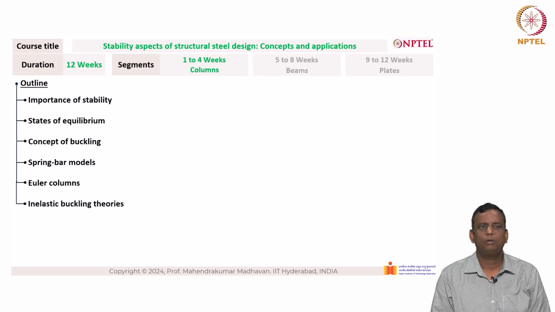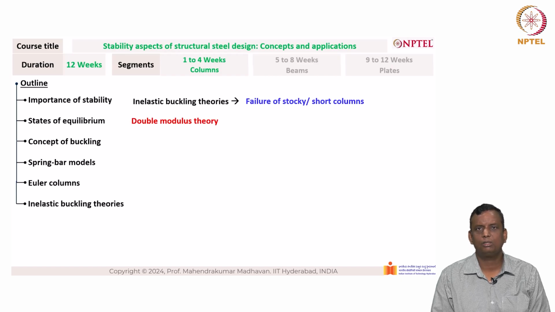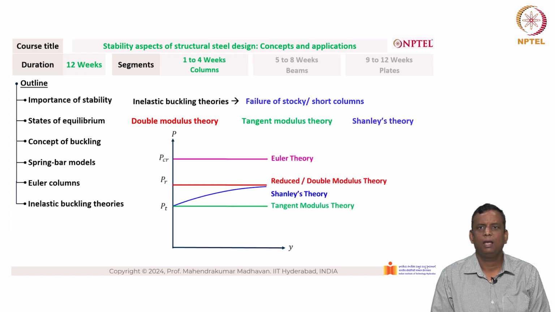From here we will talk about inelastic buckling theories. Inelastic buckling theories are important to understand the failure of stocky as well as short columns. We will talk about double modulus theory, tangent modulus theory, and also Shanley theory. And the picture here shows that Shanley theory is in between tangent modulus theory and reduced or double modulus theory. These derivations will be done in the course to give you a better understanding of the importance of failure theories of columns.